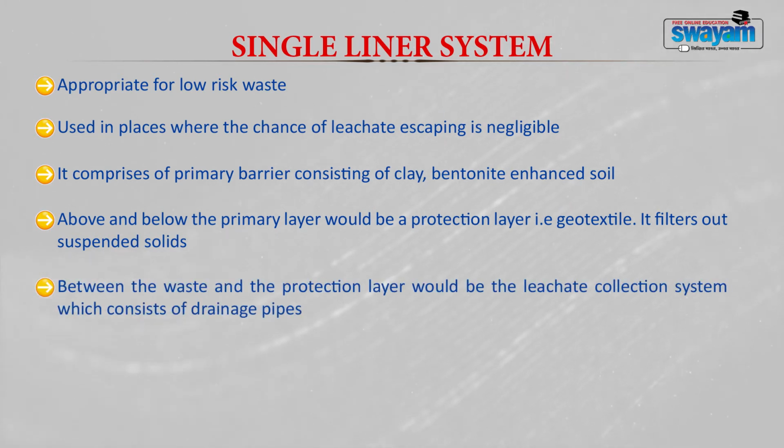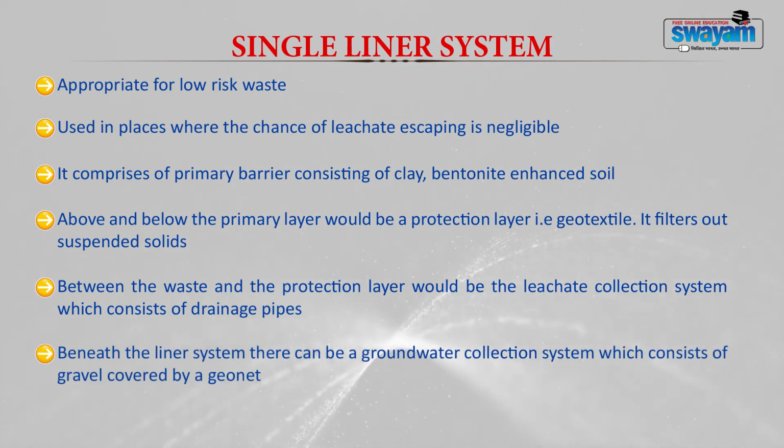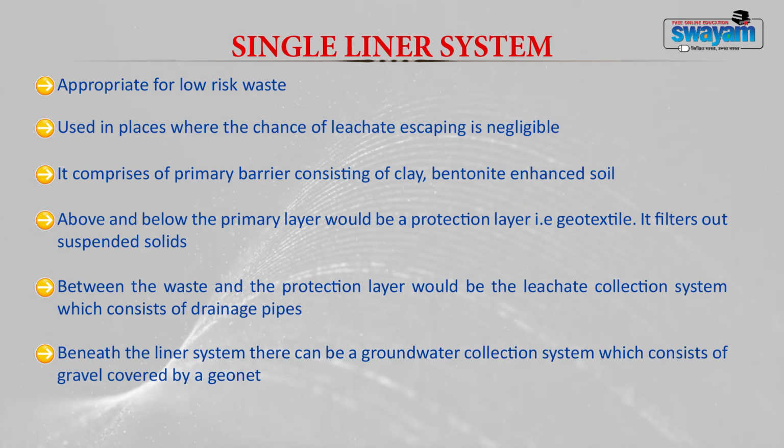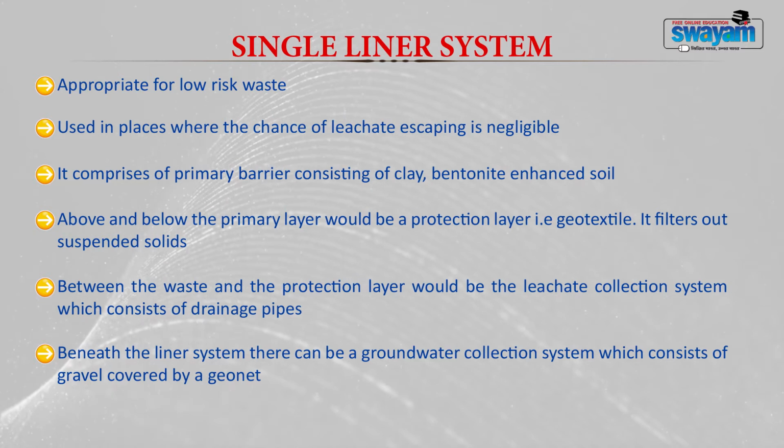Now, between the waste and the protection layer would be the leachate collection system which consists of a drainage pipe. Beneath the liner system there can be a groundwater collection system which consists of gravel covered by geonet.